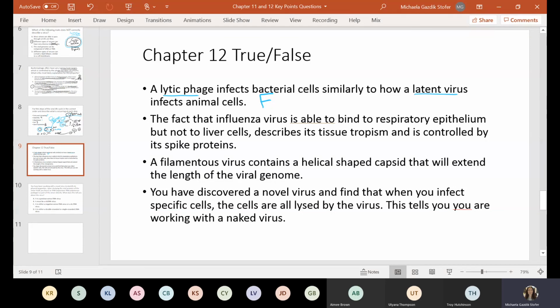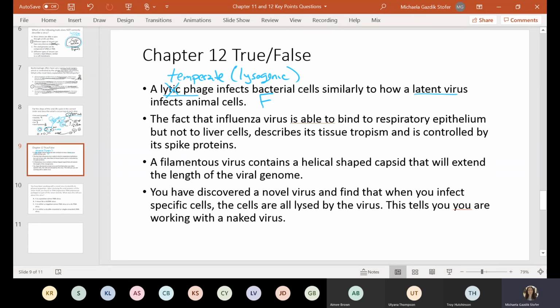So we could actually change this statement to make it true by changing our lytic phage to be temperate phage. So it's the lysogenic cycle for bacteriophage that's similar to latent animal viruses. They both are able to integrate into the genome, hang out inside the cell for a while without making viruses, and then at some point in the future, pop back out, start making active viruses, and then they cause problems. So your lysogenic cycles in your bacteriophage are similar to your latent replication cycles in your animal viruses.